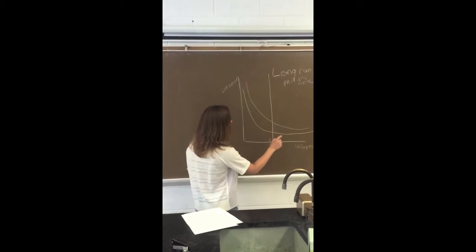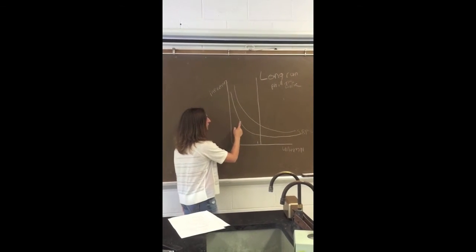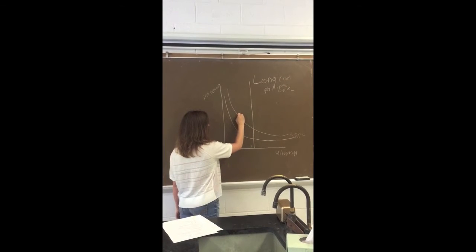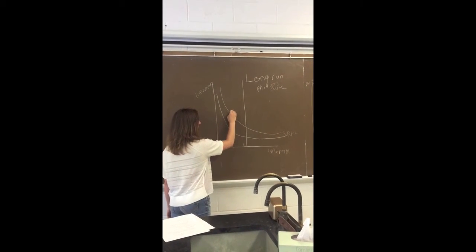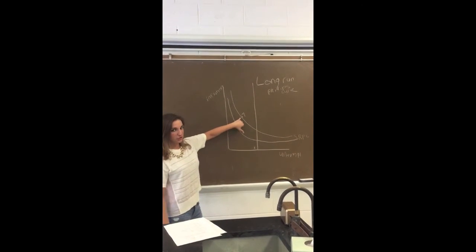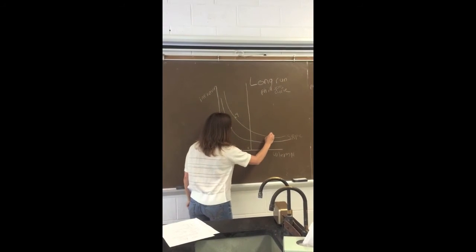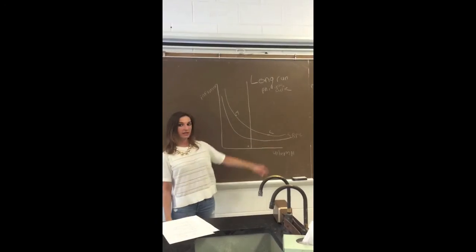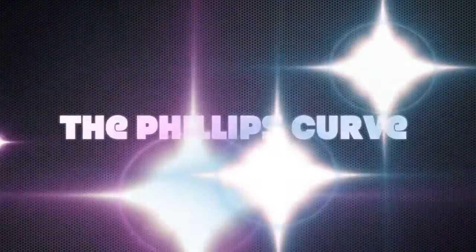And also if you were to look at a point on the short run Phillips curve in relation to the long run Phillips curve, like right here, point A would represent an inflationary gap, and point C right here would represent a recessionary gap.